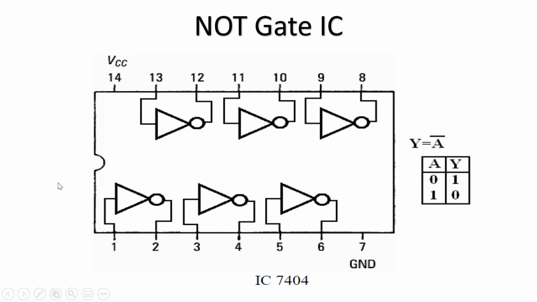And coming to the last gate, the NOT gate, this NOT gate IC number is 7404. This IC consists of 6 NOT gates, because for a NOT gate only one input and one output will be there. Here in the 7404, the first pin is the input, the second pin is the output, the third is the input, the fourth is the output, the fifth is the input, the sixth is the output. Like that, you can see the pin numbers for inputs as well as outputs. The function is y is equal to a bar. Whatever input you give, you will get the complement as output.